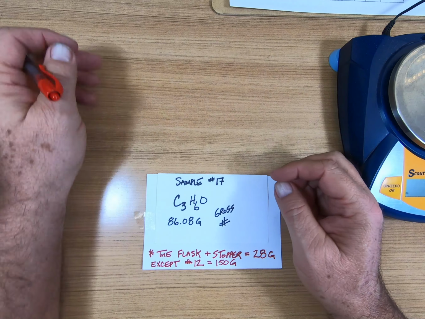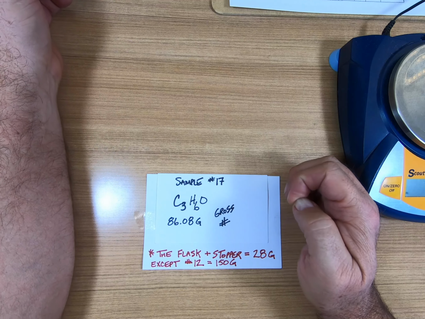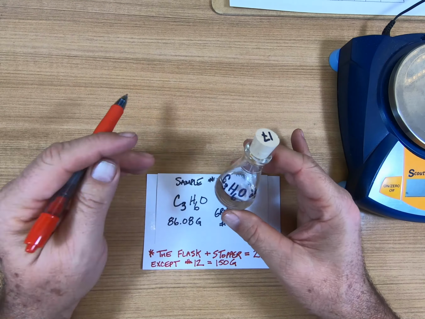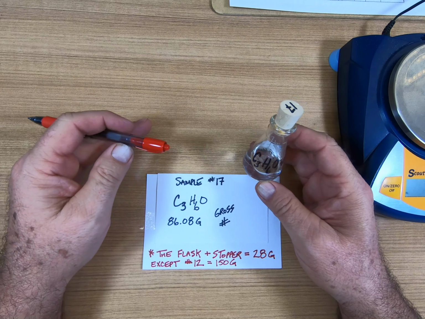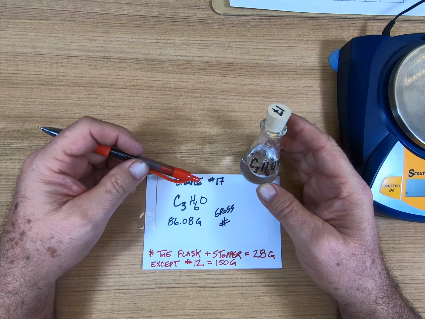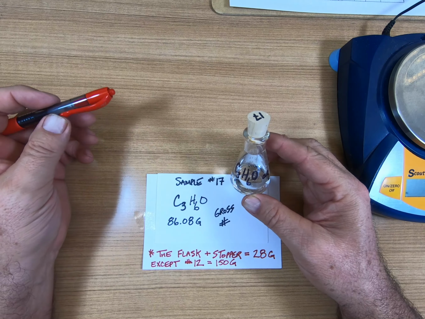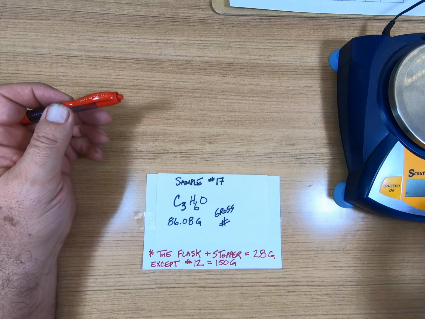Sample 17 is C3H6O. It's right here. It is aqueous, so we have it in solution. And you will need to figure that out. It is 86.08 grams. And if you will Google C3H6O, you can find out what the name of that is. That's 17.